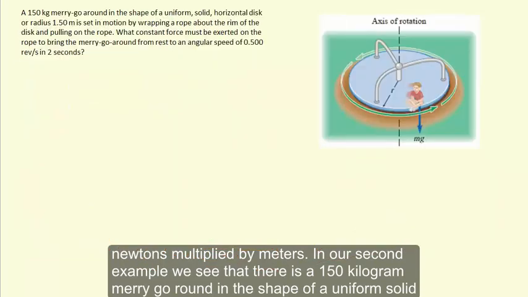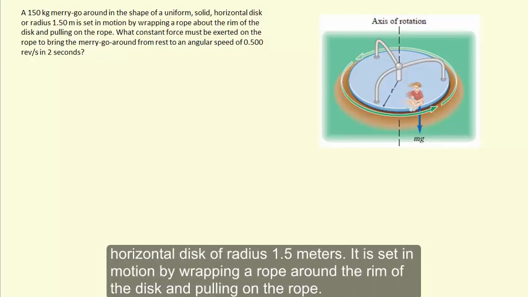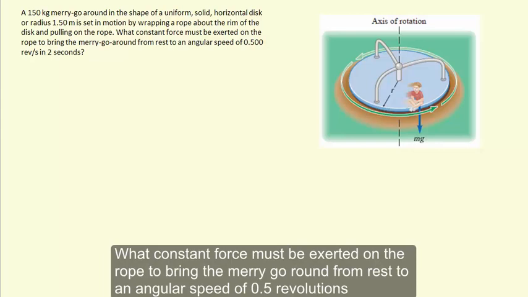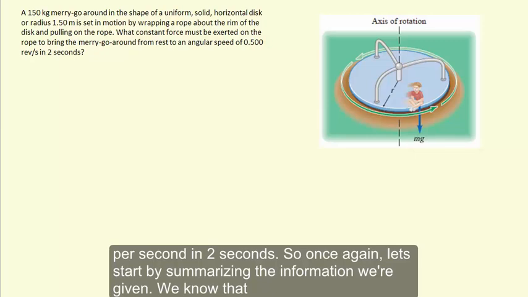In our second example, we see that there is a 150 kilogram merry-go-round in the shape of a uniform solid horizontal disc of radius 1.5 meters. It is set in motion by wrapping a rope around the rim of the disc and pulling on the rope. What constant force must be exerted on the rope to bring the merry-go-round from rest to an angular speed of 0.5 revolutions per second in 2 seconds?